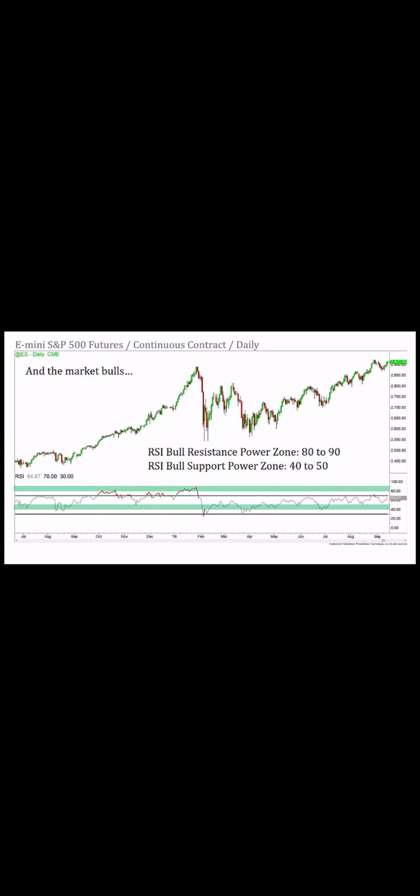Together, the bull and bear resistance and support power zones allow you to amplify the use of this very commonly looked at indicator, giving you the ability to use it to trade not only when the market is sideways, but when it's also trending up or down. Using RSI power zones to identify trade setups, there are 3 steps that I'm going to teach you that we're then going to apply with real market examples.